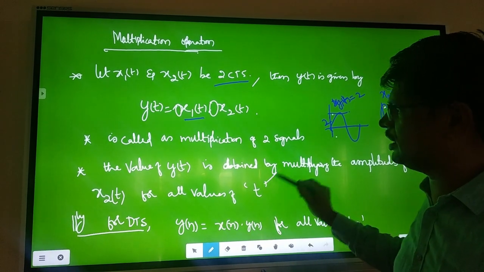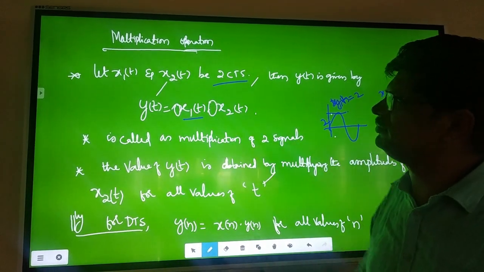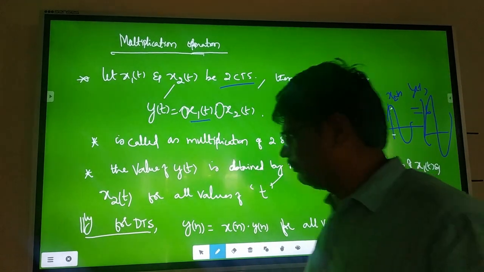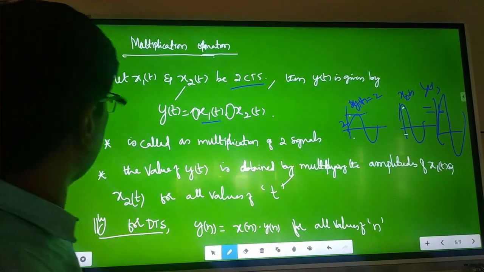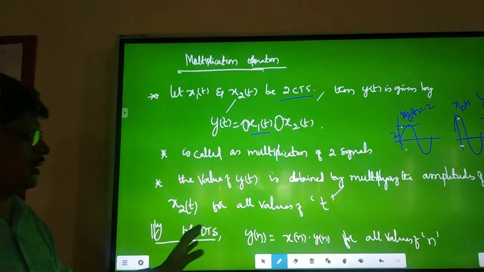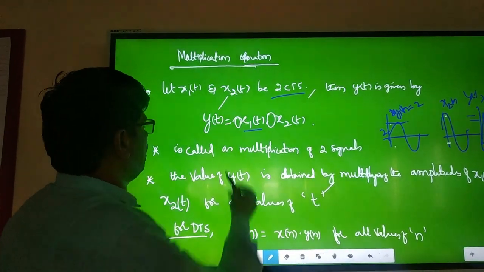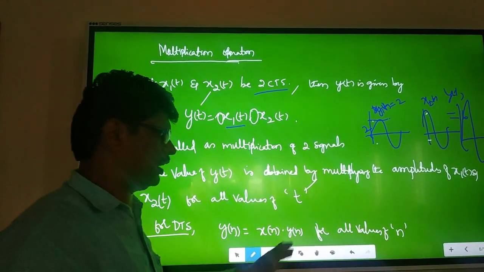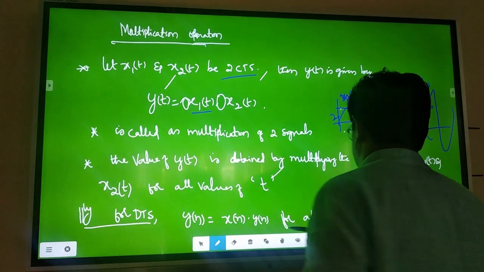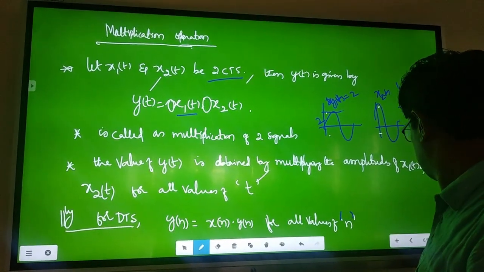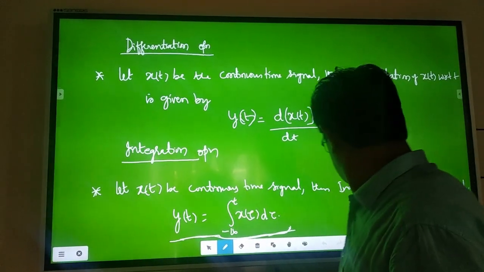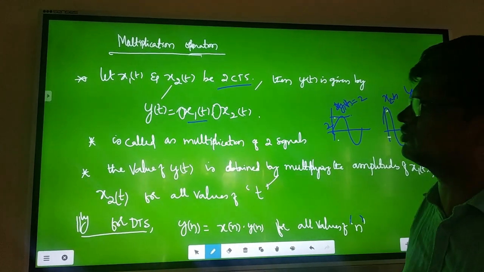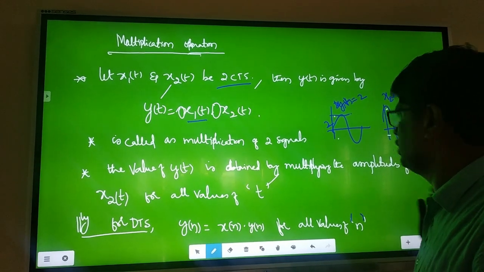Multiply, for all values of t, and you will get the value of y of t. That is the multiplication operation on any two signals. Similarly for discrete time signals, whatever you did for continuous time signals, you just replace t by n: y of n is x of n multiplied by the other signal for all values of n, in discrete steps 1, 2, 3. That is the multiplication operation in continuous time and discrete time signals.